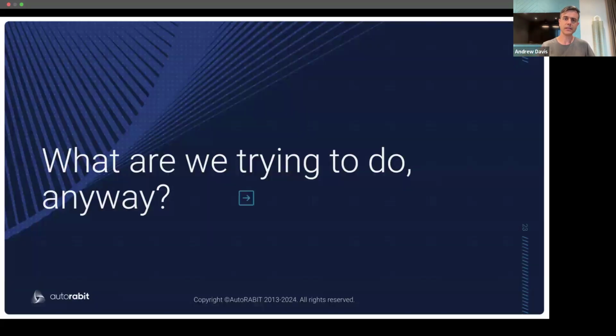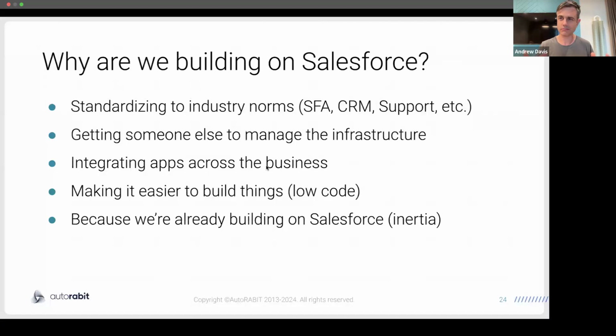And so that takes me back to this question of what is it that we are really trying to do as organizations? If we boil down what our actual job is, assuming you're somewhere in the Salesforce development space, one question we could start by asking is, why are we using Salesforce in the first place? Why are we building on Salesforce?